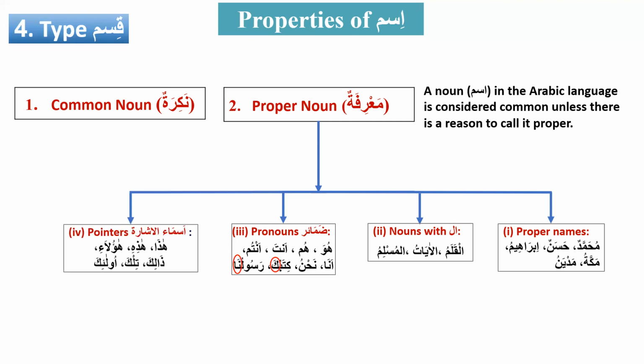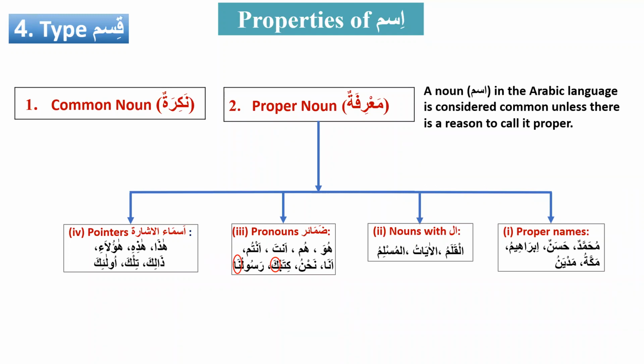And the last one, ismul ishara, the pointing nouns. I asked you to memorize these six words: haza, hazihi, haulai, dhalika, tilka, ulaika. Haza means this, hazihi also means this, but it is for feminine. Haulai means these. It can be used for masculine and feminine. Inshallah, in the next slide, there will be more information.